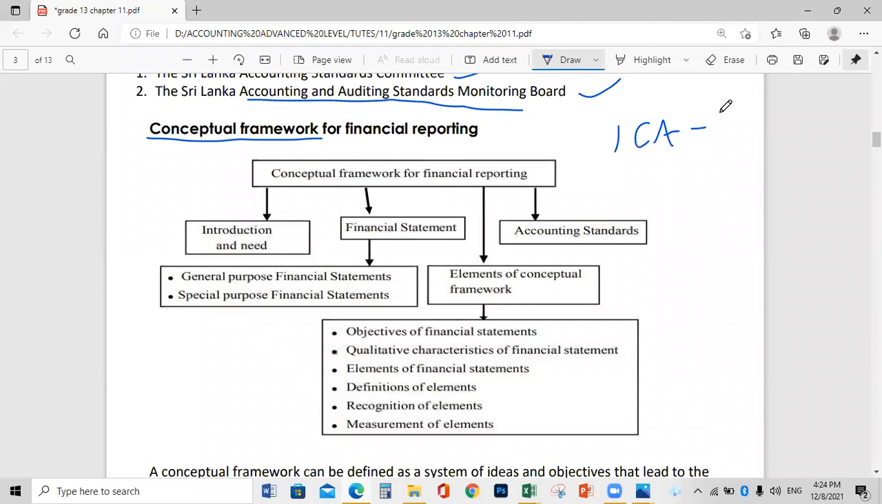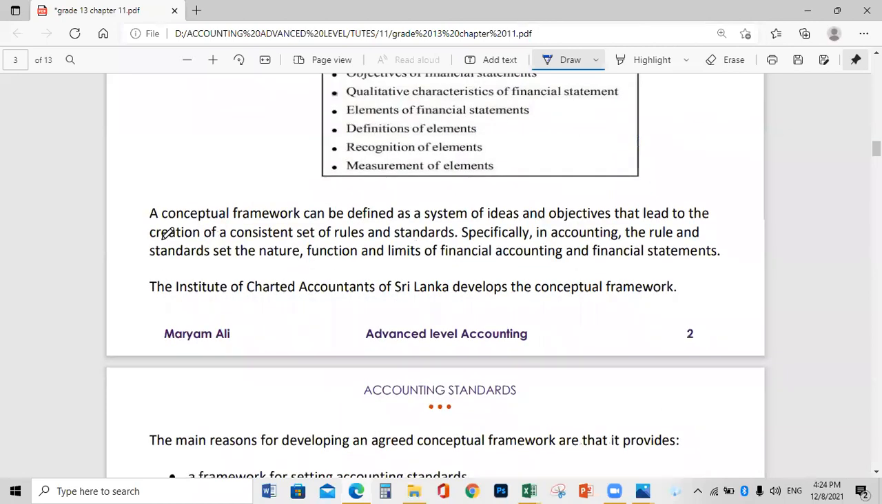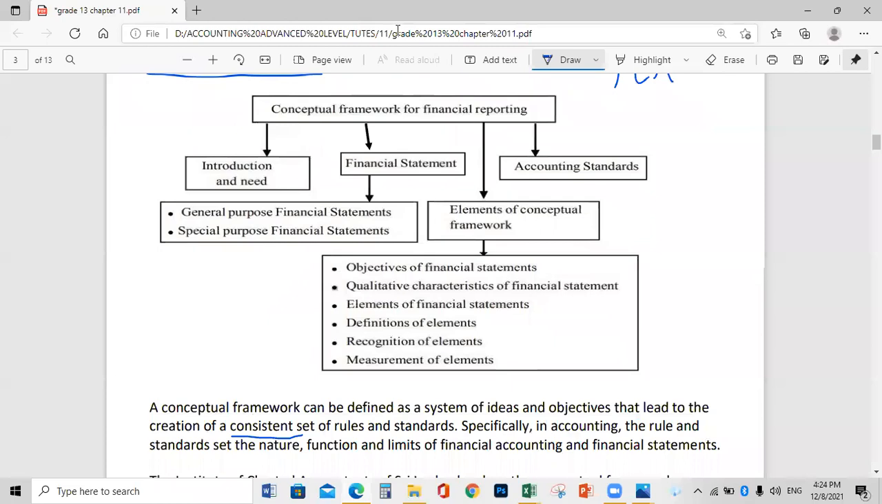What did the conceptual framework do? They tried to connect all these standards in order to ensure they are consistent. Consistent means, guys, that one standard is not going to contradict another. It is not like one standard is saying something and the other standard is saying something else, which is difficult to follow, right? You are confused.